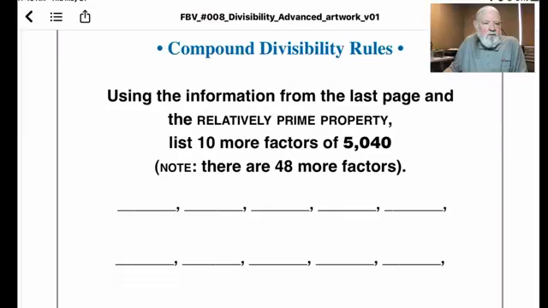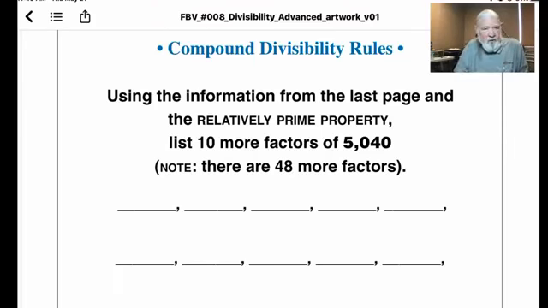Using the information from the last page and the relatively prime property, list 10 more factors of 5040. Okay, certainly we could put in 1 and 5040. As I said earlier, 1 and the number are always factors. Those I consider a bit on the cheap side, however. Let's see if we can come up with something a little bit more interesting.